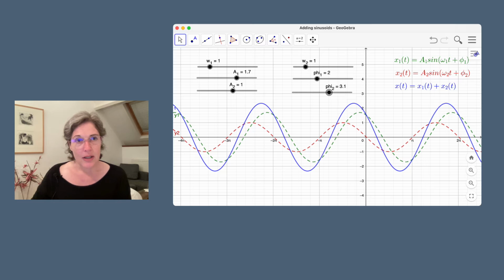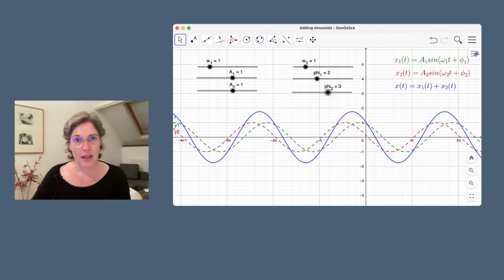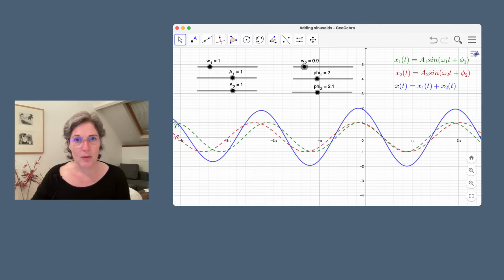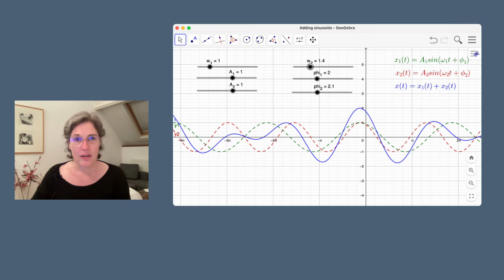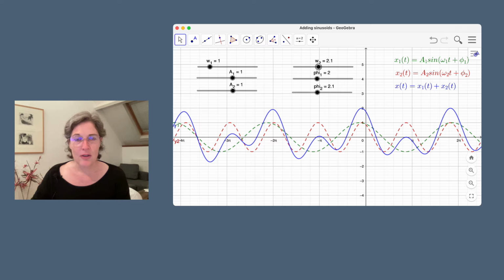Okay, so let's keep our amplitudes the same for the moment, and we can keep our phase shifts the same. And now let's see what happens when we start changing the angular frequency of one of our functions. Well, you'll see straight away that we're no longer getting a plain sinusoid. We're getting what definitely looks like the addition of different sinusoids. And our resulting function doesn't have a period that is the same as either of the other two.